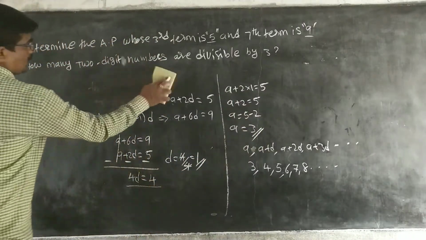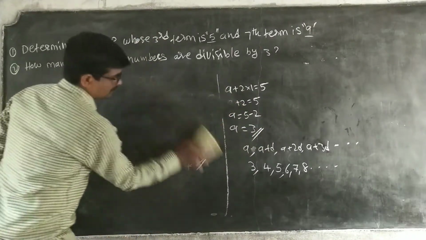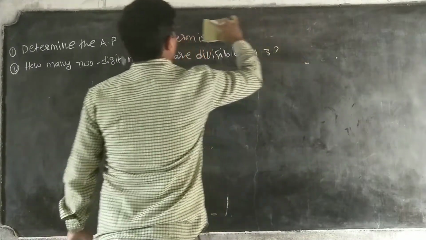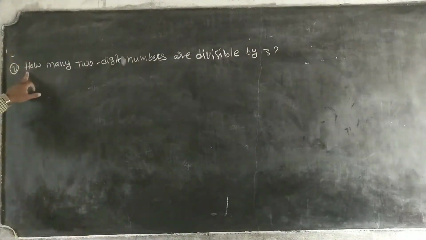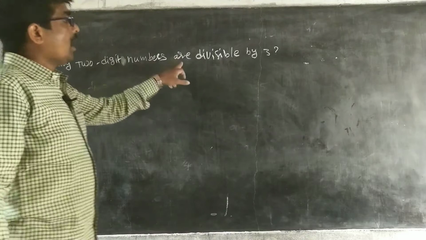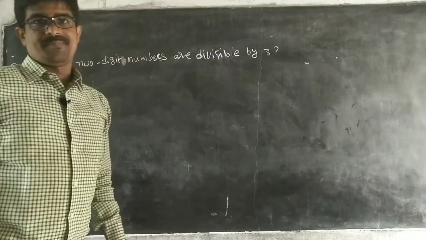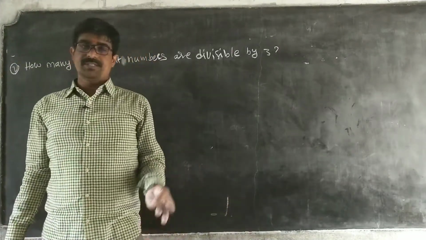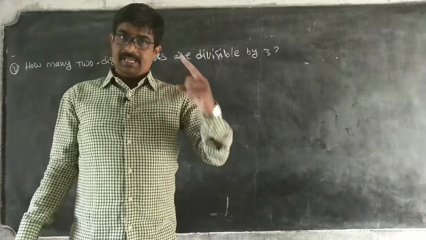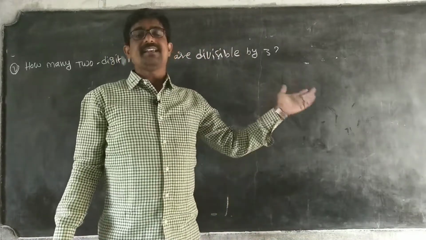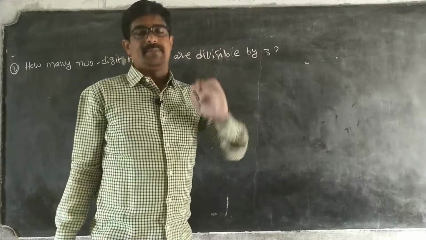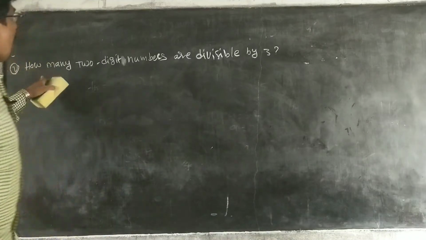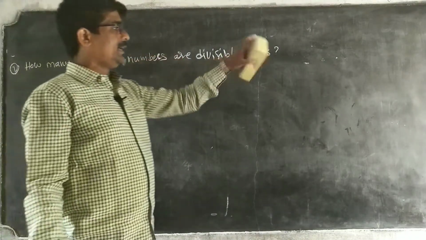Next problem. Okay, this problem is over. How many 2-digit numbers are divisible by 3? Especially in competitive exams like SSC, Staff Selection Commission, civils, banking, LIC, or RRB, they ask these types of problems. Now using progression we can solve it easily.